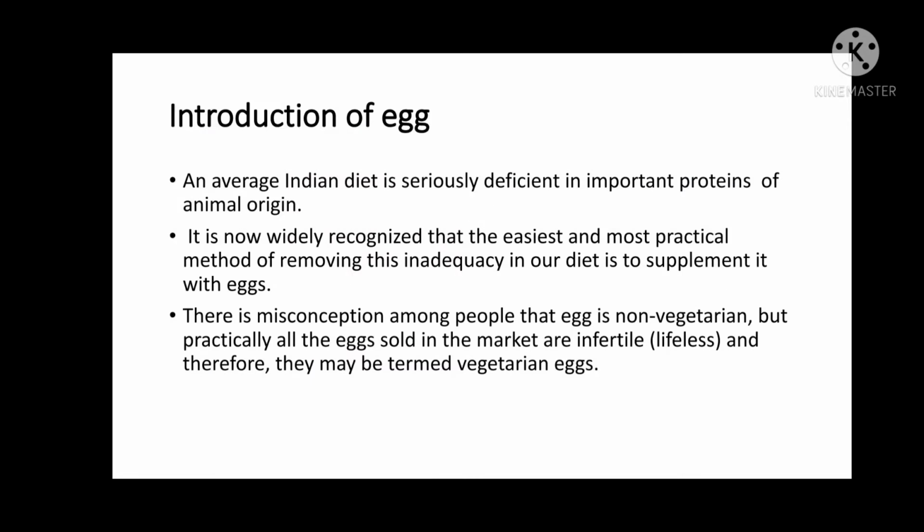An average Indian diet is seriously deficient in important proteins of animal origin, and it's widely recognized that the easiest and most practical method of removing these inadequacies in our diet is the supplementation of eggs. There is a misconception among people that egg is non-vegetarian, but practically all the eggs sold in the market are infertile, meaning lifeless, and therefore we start with the structure of the egg.